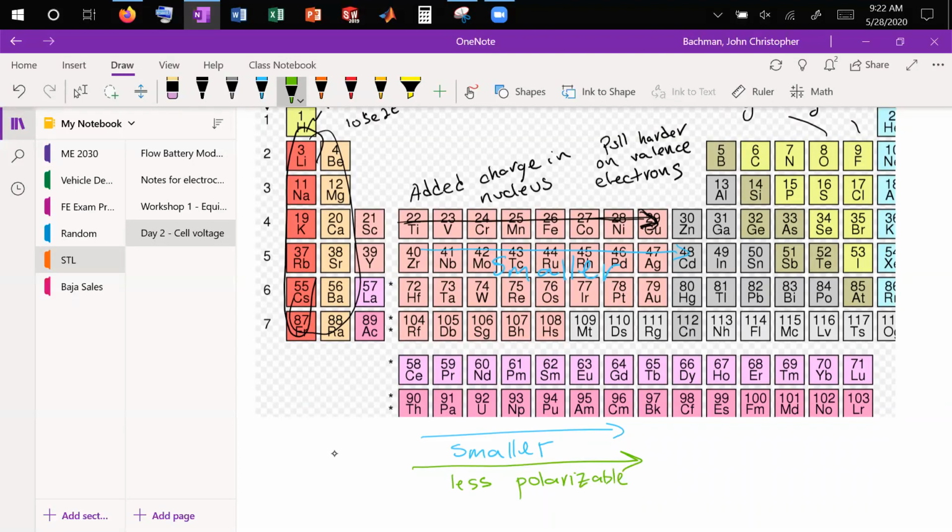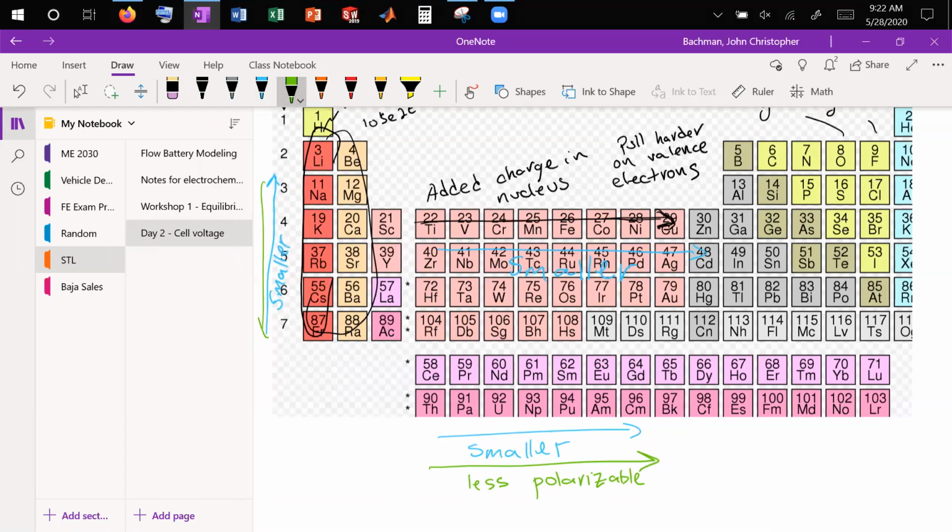And then as you go this way, in these cases, they're going to get smaller, just because they have much fewer electrons in their electronic cloud, right? And then you're going to get more polarizable this direction.